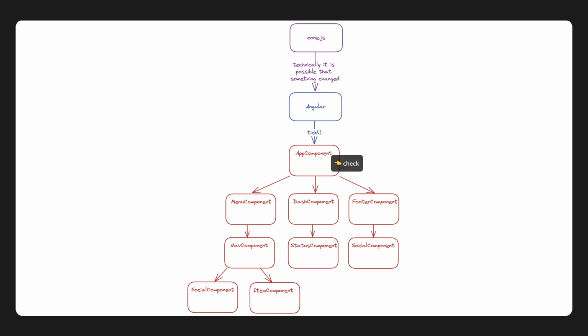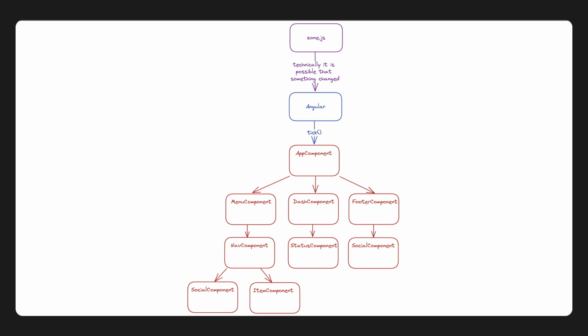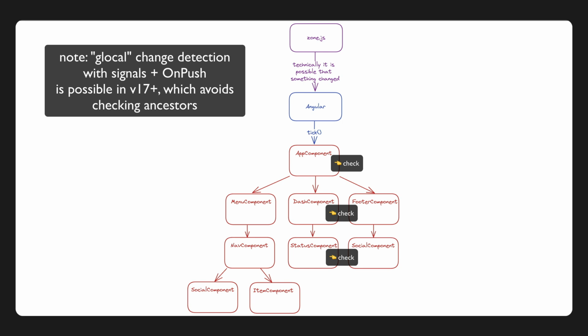By default, Angular will start at the root component and check every single component in the component tree for changes. With the onPush change detection strategy, we have a way to limit the nodes of the tree it checks to just the branches where a change occurred. But without signals, if a change happens in a child component, all of its ancestors all the way up to the root still need to be checked even if we use onPush.